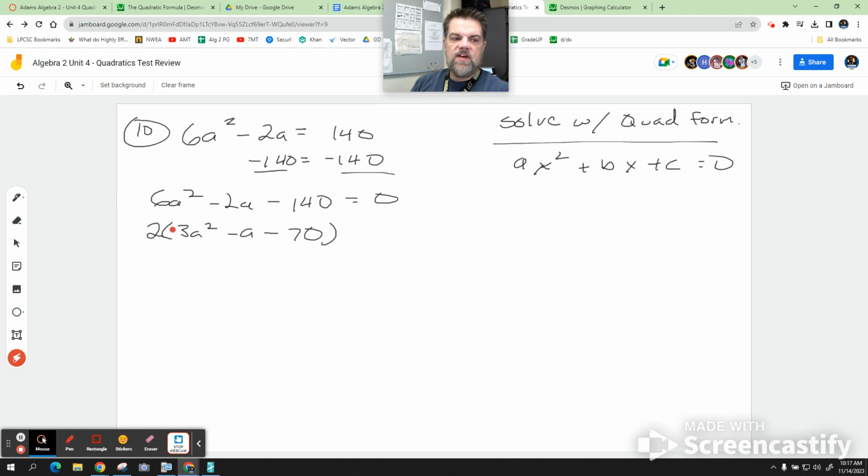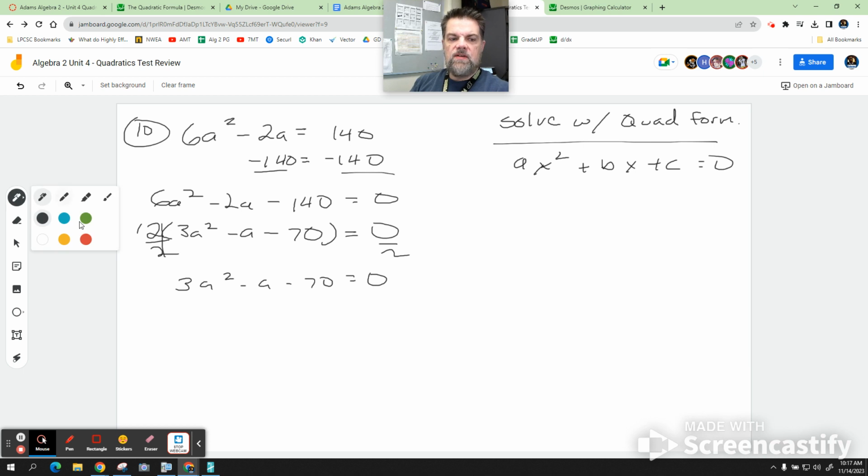So if I distribute this through, I get this. If I push this through here, I get this. If I multiply this by this, I get this. That makes sense? All that set equal to 0. I'm going to divide this by 2, divide this by 2. This cancels. 2 divided by 2 is just 1. So 1 times all this stuff is just 3a squared minus a minus 70. What's 0 divided by 2? 0.